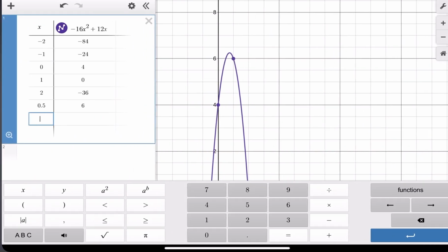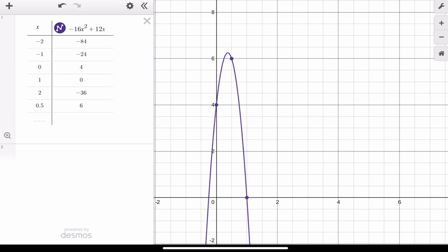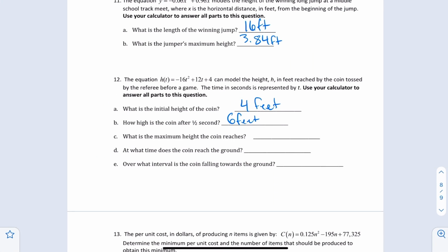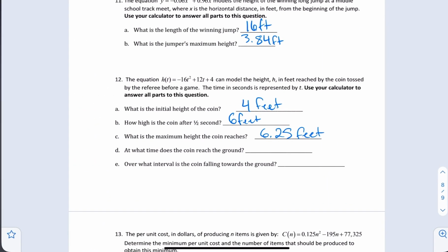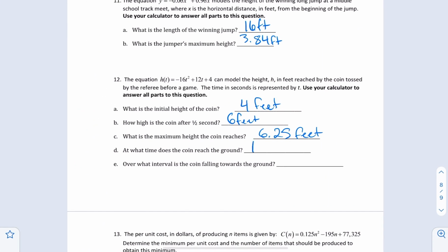It wants to know the maximum height, so I need the maximum y value. So when I take a look at my graph, if I want the maximum y value, I'm going to click on it. The maximum height is 6.25 feet. When does it reach the ground? Looks like my graph hits the ground again, or hits my x-axis again, a full second later. So at time equals 1 second.